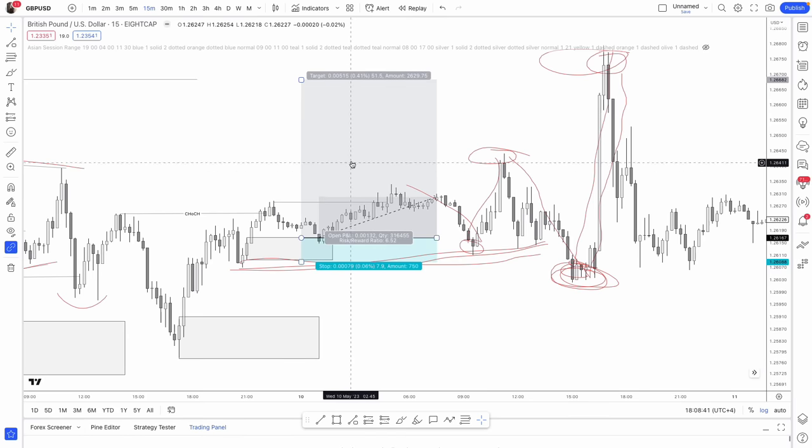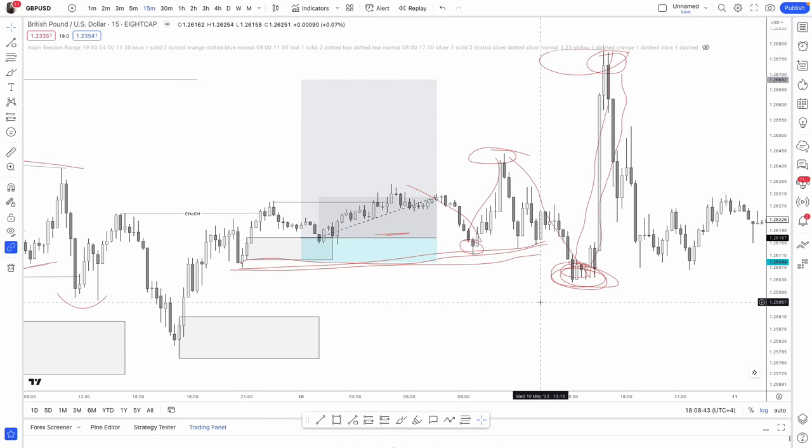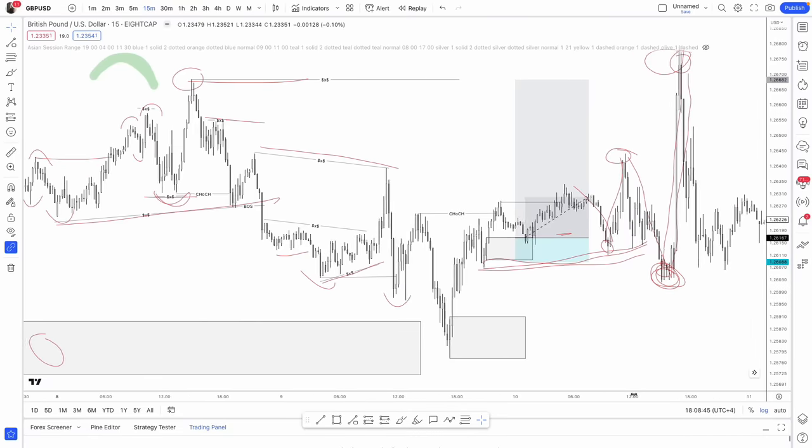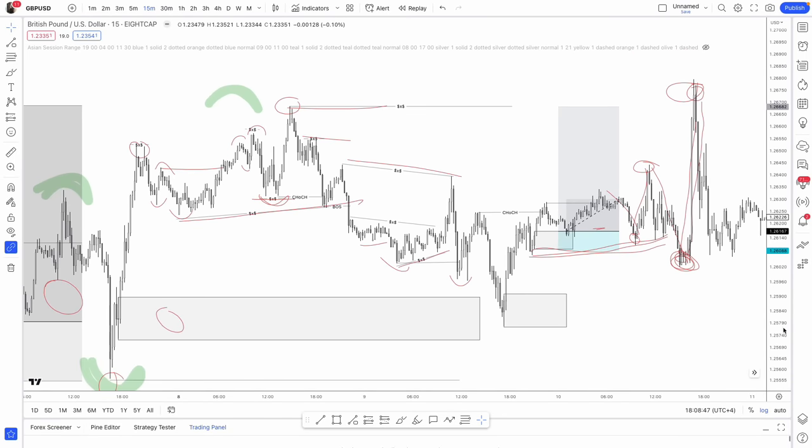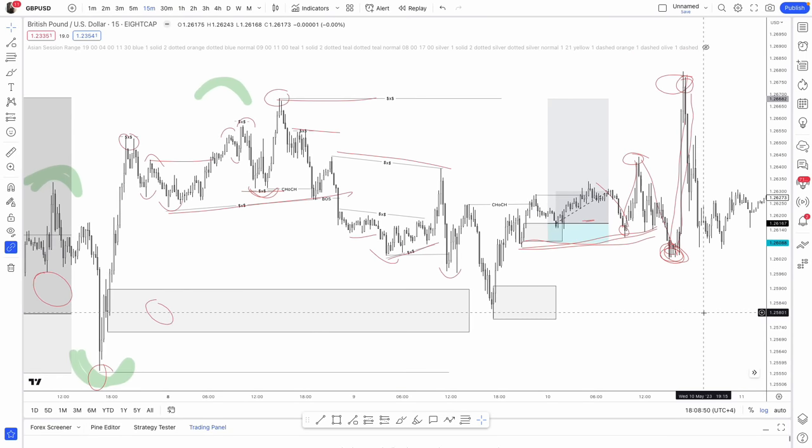Now, of course, not every trade you take is going to be correct. Some are also going to be losers. But I'm just giving you a realistic insight into how you can use this to approach price action, and more importantly, how you can understand what price is doing.